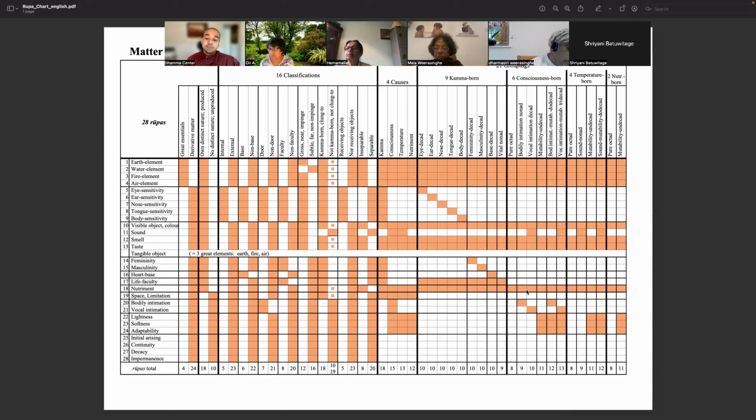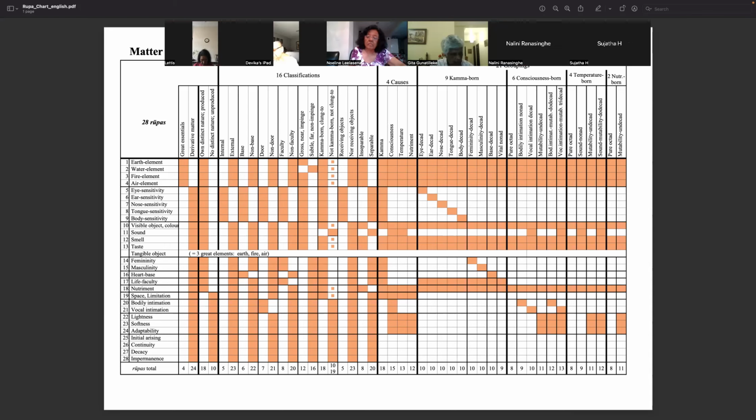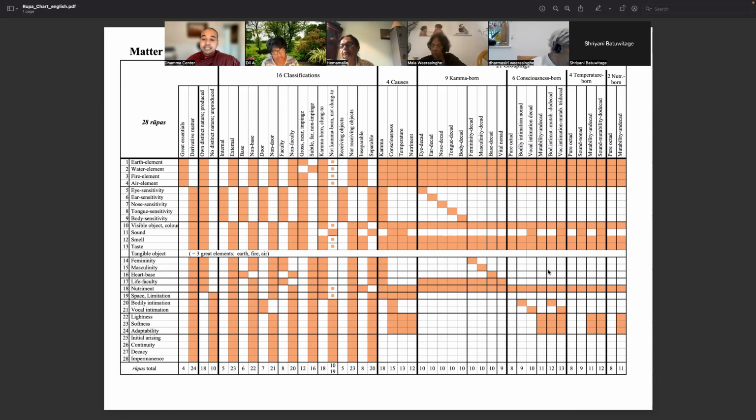Now, temperature born. What can we understand of temperature born nutriment, everyone? Is there a page in the book which speaks about this? I want as much participation as possible today, so that we know that everyone is following.